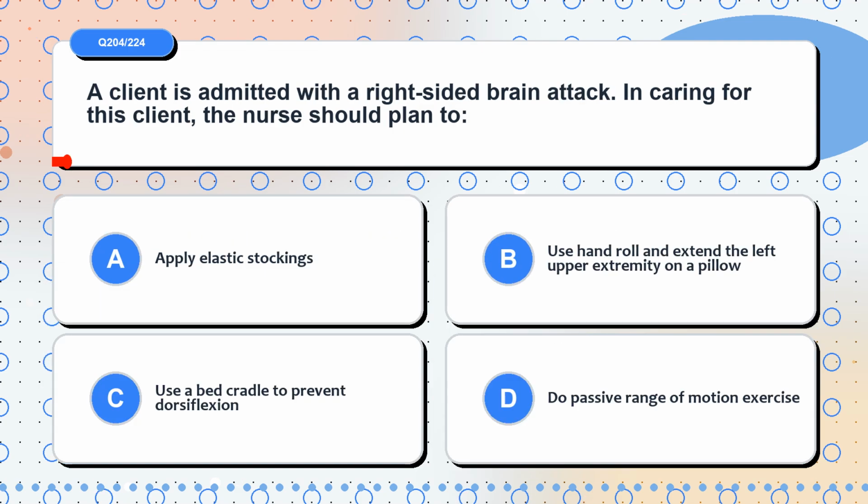Question 204. A client is admitted with a right-sided brain attack. In caring for this client, the nurse should plan to. Here are the options. Option A. Apply elastic stockings. Option B. Use hand roll and extend the left upper extremity on a pillow. Option C. Use a bed cradle to prevent dorsiflexion. Option D. Do passive range of motion exercise.